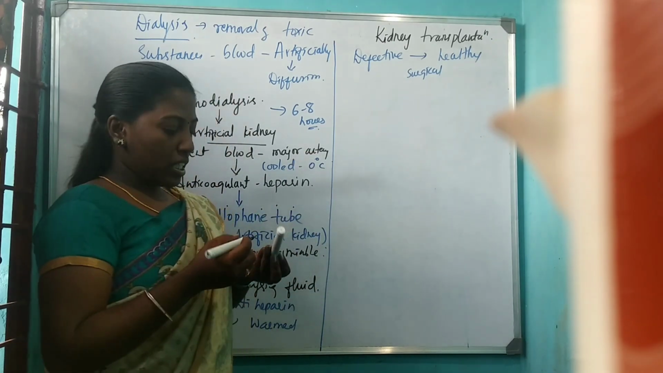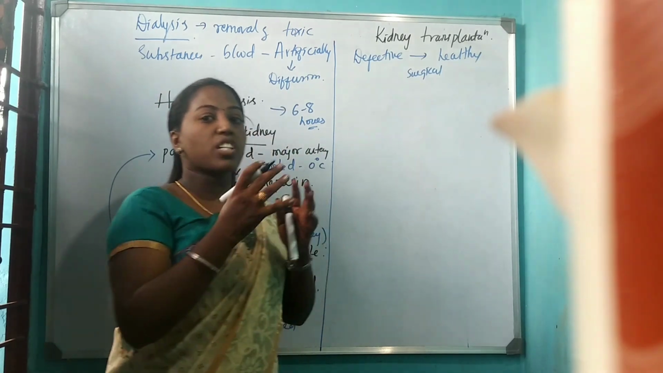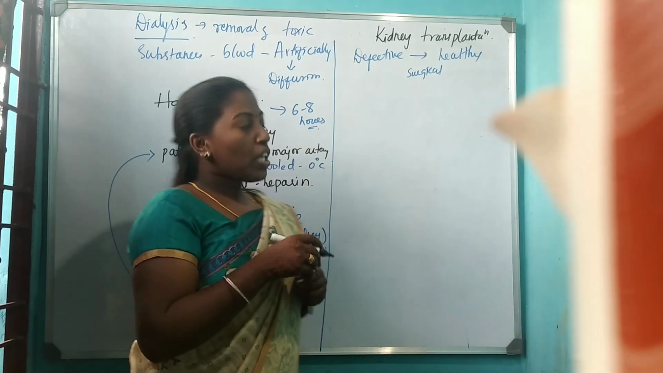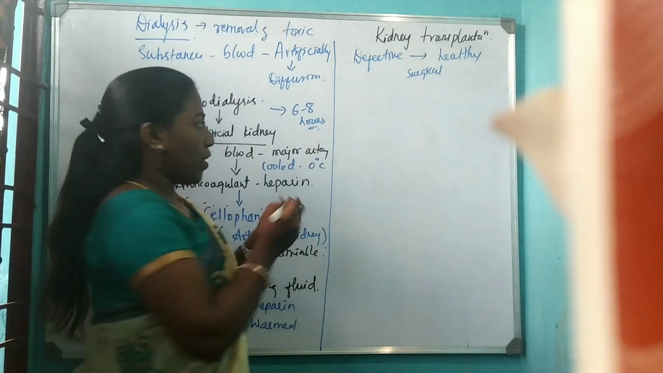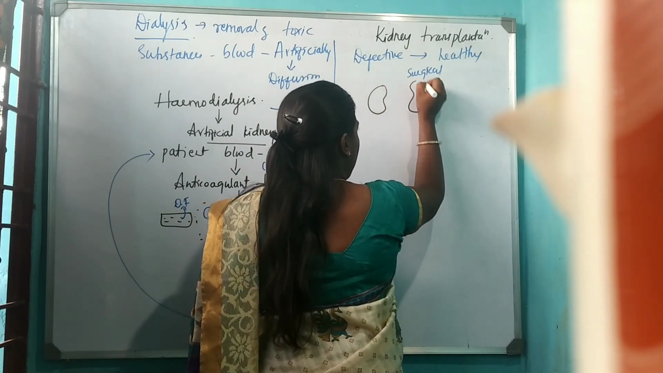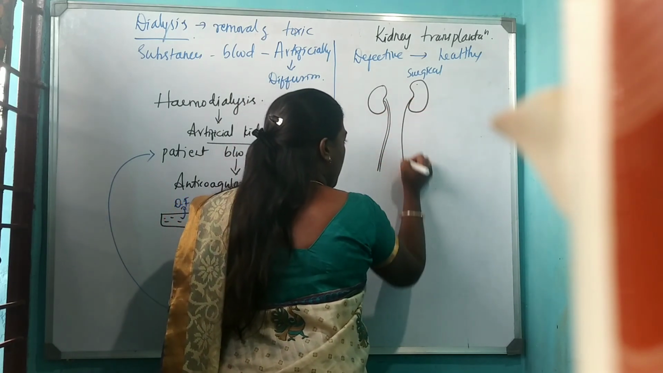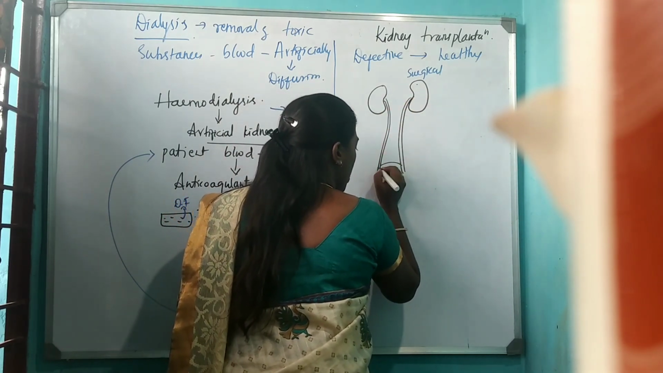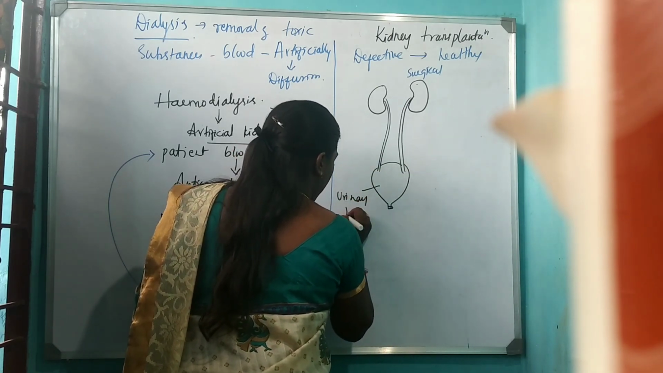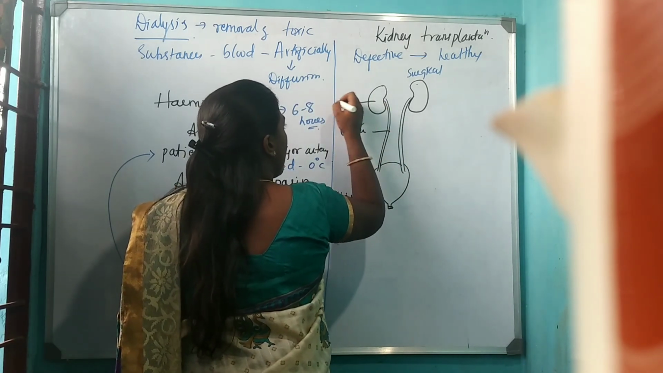While performing kidney transplantation, the first thing is that the patient's blood as well as tissues has to be matched. Only then will the kidney transplantation be performed. For example, the patient has malfunctioning kidneys. We know that these are the kidneys, this is the ureter arising from them, and this is the urinary bladder.